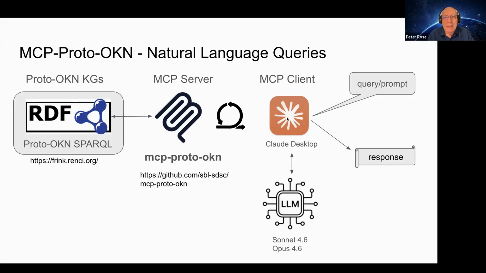So what we have developed is a server called the mcp-proto-okn server, and it sits between Claude Desktop or ChatGPT or whatever MCP client you're using and the knowledge graphs. This MCP server takes a natural language query, translates that into a SPARQL query, runs that SPARQL query, and returns the results back to the MCP client. This may involve multiple queries, so until it gets all the data it needs, it will iterate and get all the data back into the MCP client, which then uses this information retrieved from the knowledge graph to finally give a response to the end user.